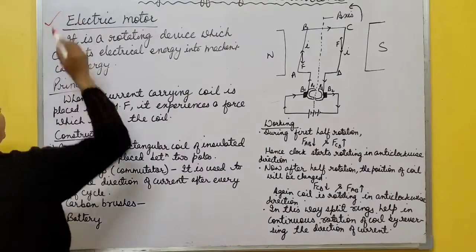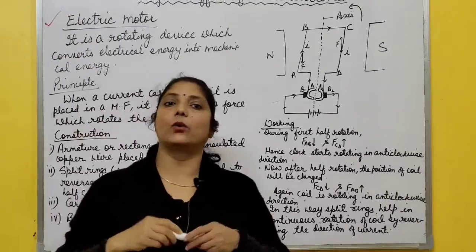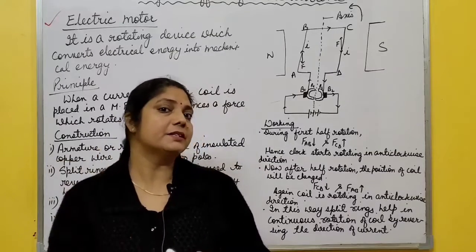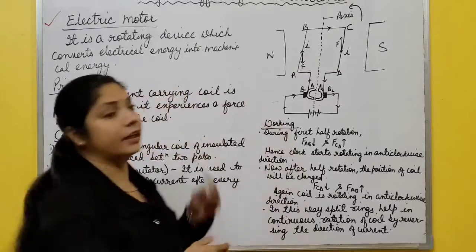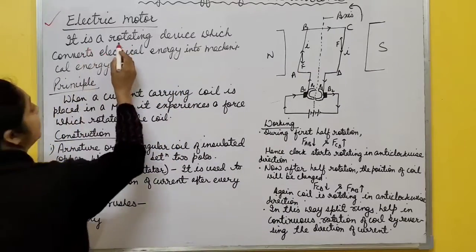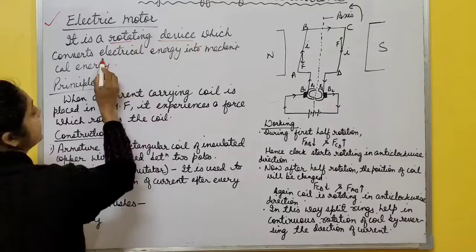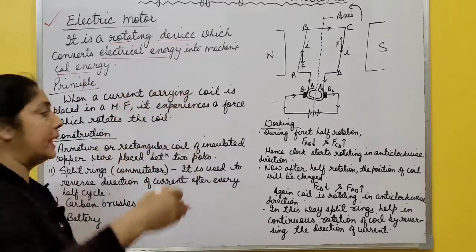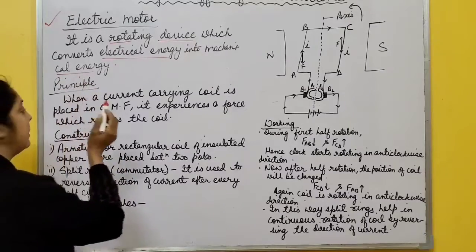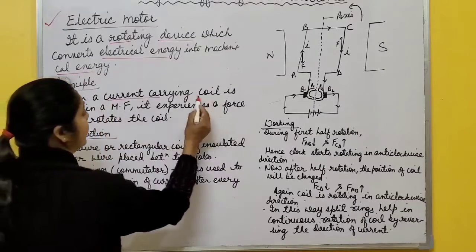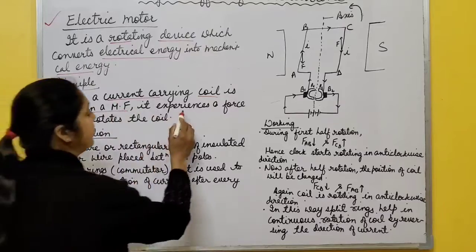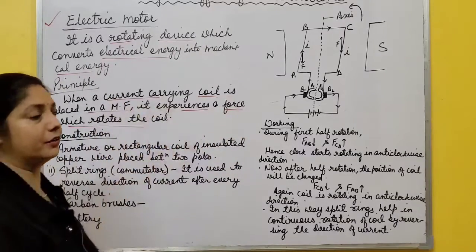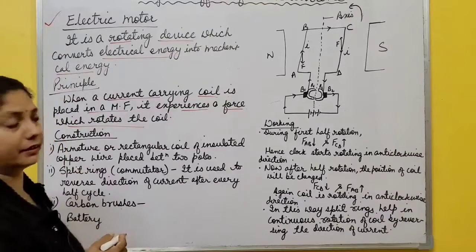Next, electric motor. You know, when a current carrying coil is placed in a magnetic field, it experiences force, and that principle is used to construct an electric motor. So, electric motor is a rotating device which converts electrical energy into mechanical energy. And on which principle does it work? When a current carrying coil is placed in a magnetic field, it experiences force which rotates the coil. This force helps to rotate the coil. This is the basic principle of this electric motor.